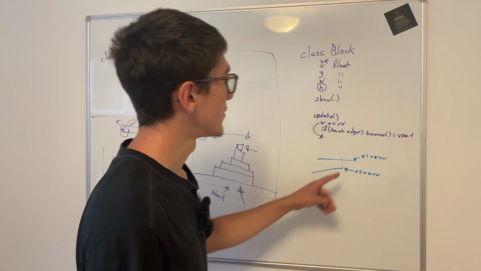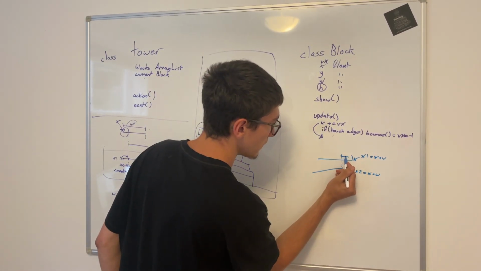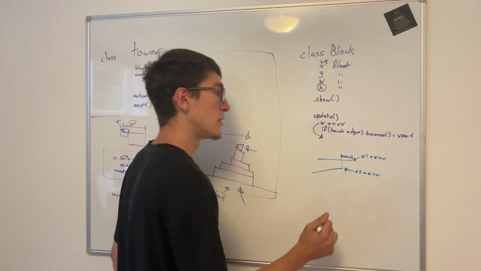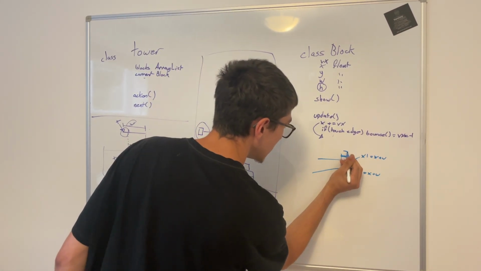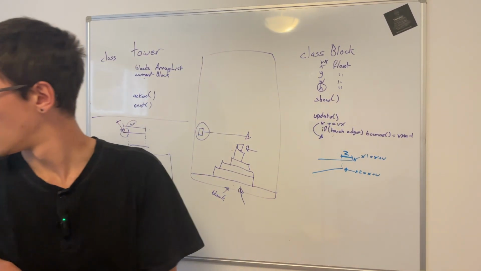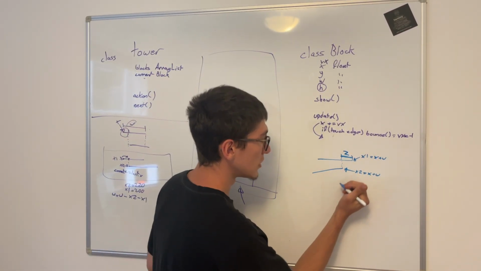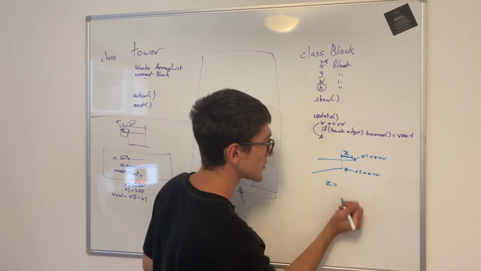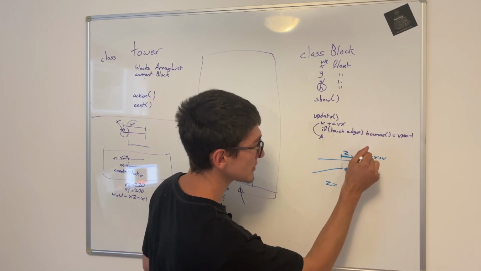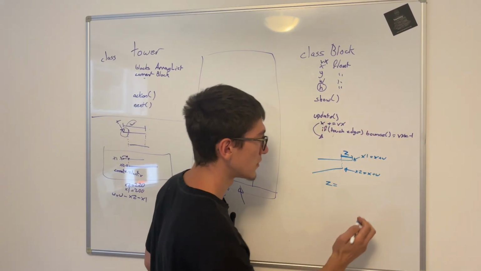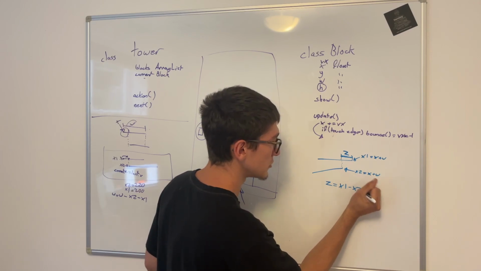Let's say now we need this length over here, right? This length. Let's call it z, for example. It's a bit small, but it should be visible. So z is going to be equal to this length, this x minus this one. So x1 minus x2, right?